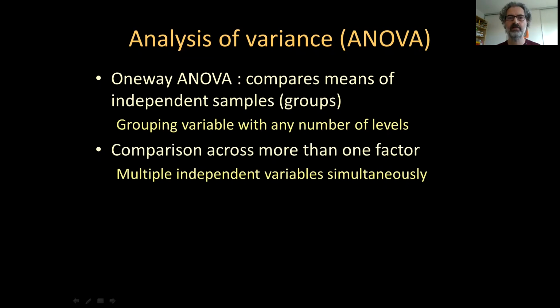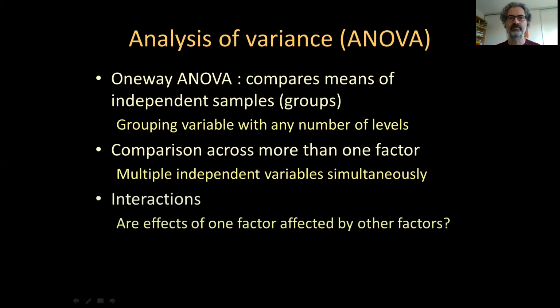Analysis of variance actually allows us to compare across more than one factor. That means that we can have more than one independent variable, and those can be taken into account simultaneously. We can analyze for the effects of multiple independent variables on the same dependent numeric variable. And this allows us, very importantly, to test for what is called statistical interactions.